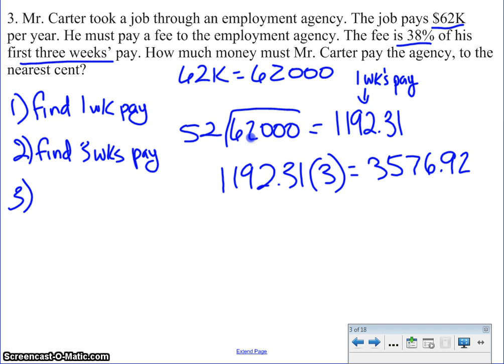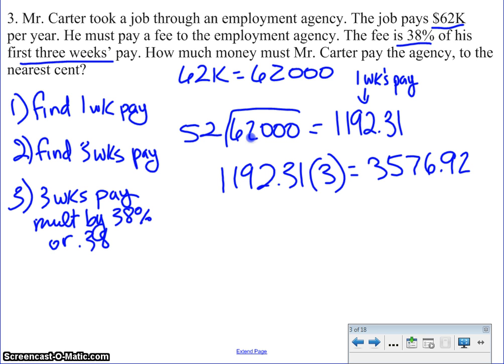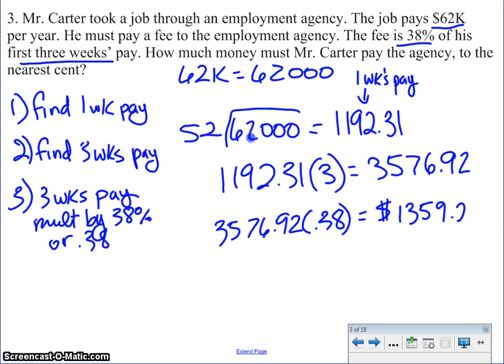Step 3, I'm going to take that value, the 3 weeks' pay, multiplied by 38%, or 0.38. So we're going to have 3576.92 times 0.38, and we find the total fee that he's going to owe is $1,359.23.